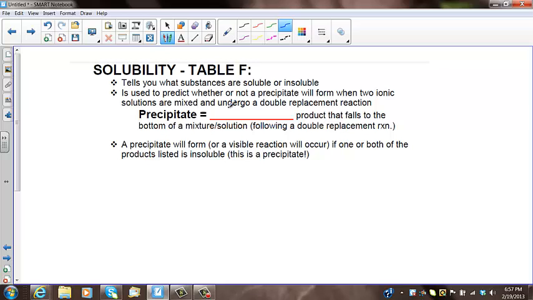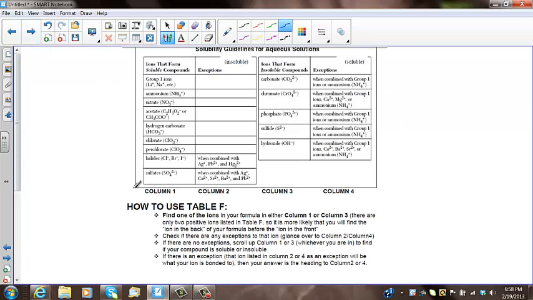So a precipitate, remember, equals an insoluble product that falls to the bottom of a mixture solution following a double replacement reaction. Double replacement, two compounds switch partners. A precipitate will form, or a visible reaction will occur, if one or both of the products listed is insoluble. This is a precipitate. So let's take a look at the table.